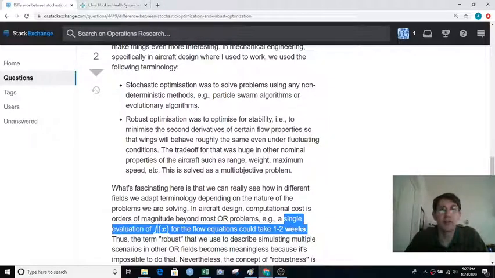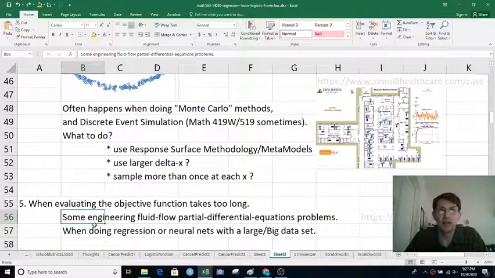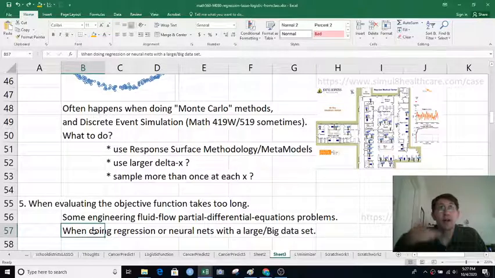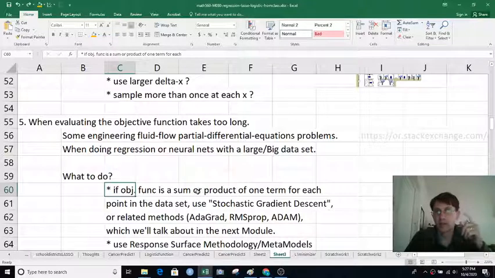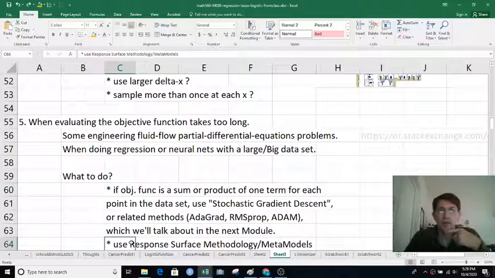So that's one issue. Another issue is in big data, doing regression, you'd have to compute all the residuals and add them up, or square them and then add them up. And that can take a long time, especially if you're doing neural nets where each prediction the neural net gives you takes more time than just simply computing residuals. So what can we do in those cases? Well, if the objective function is a sum or product of terms, one for each data point, you can use something called stochastic gradient descent, which we're going to talk about in our next module. Or maybe you could use response surface methodology in that engineering kind of situation.